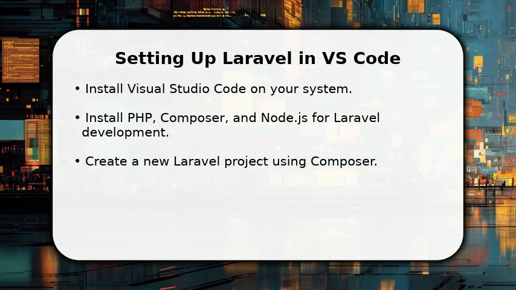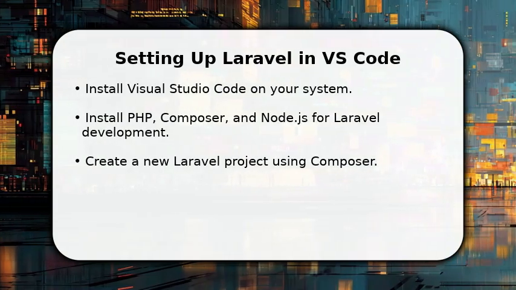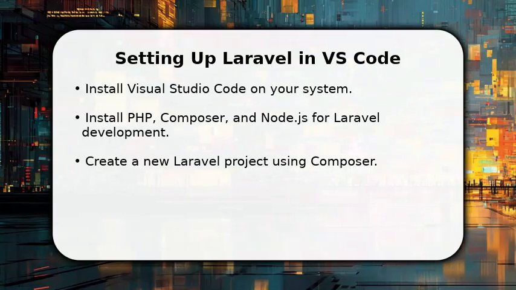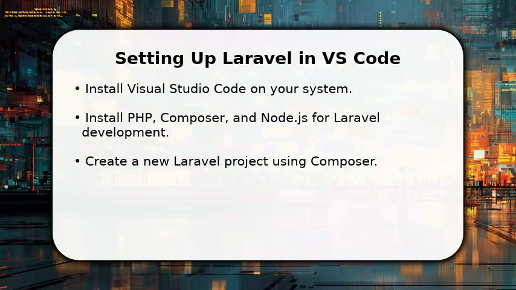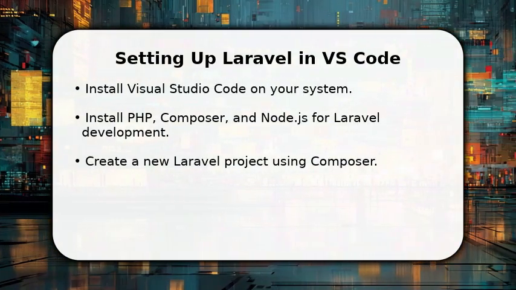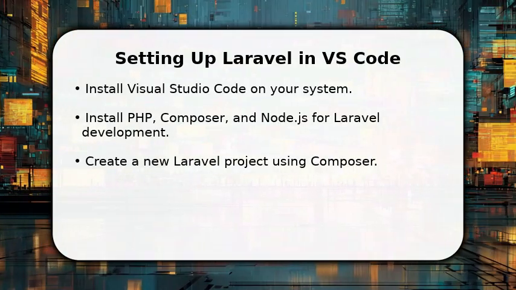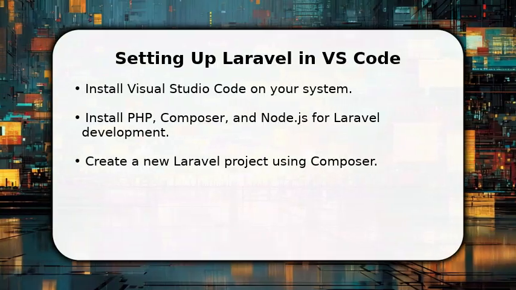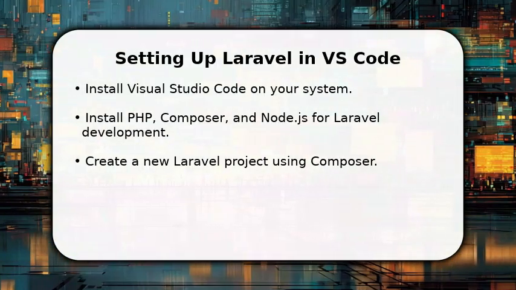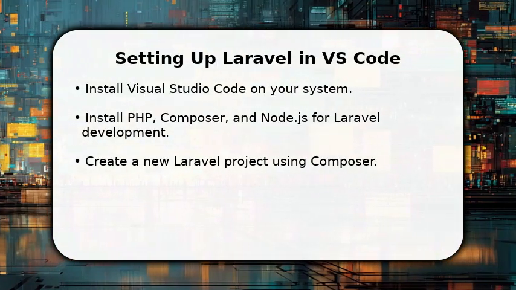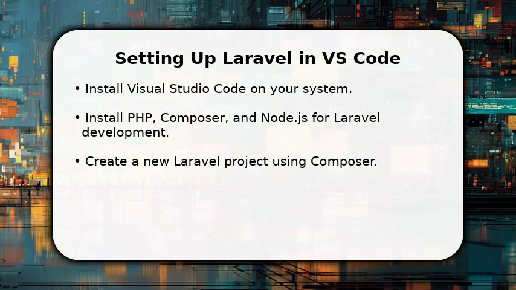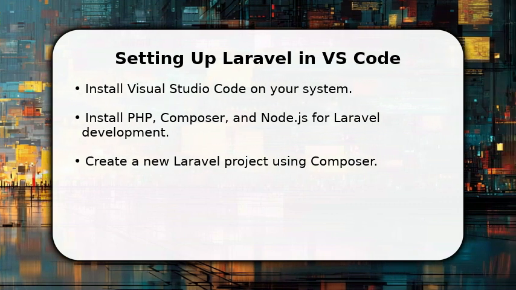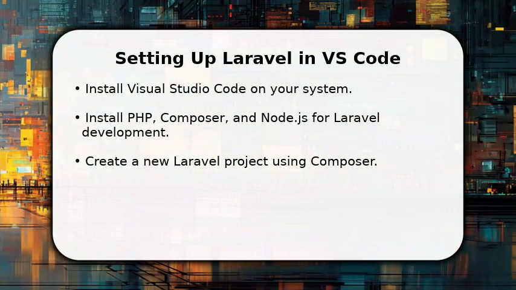In this video, I will explain how to set up a Laravel project in VS Code. First, ensure you have Visual Studio Code installed on your system. Then, you'll need PHP, Composer, and Node.js ready for your development environment. We'll then create a fresh Laravel project using Composer's Create Project command, which typically takes only a few moments. Finally, open this new project folder directly within VS Code to begin your development journey.